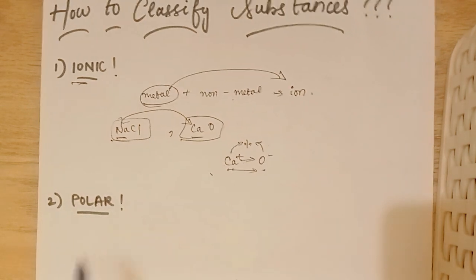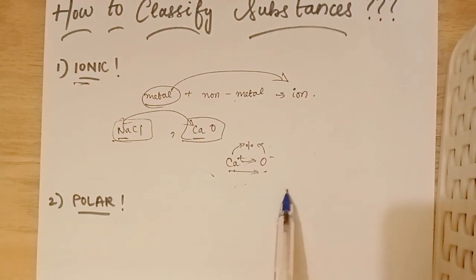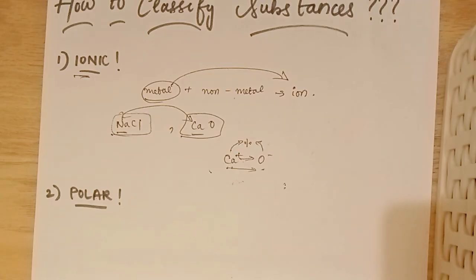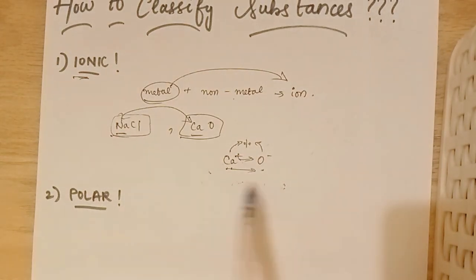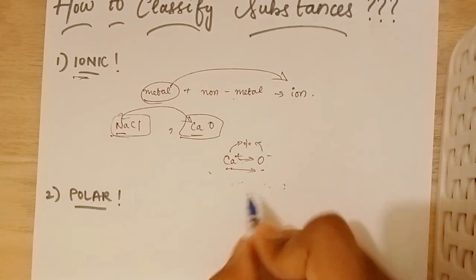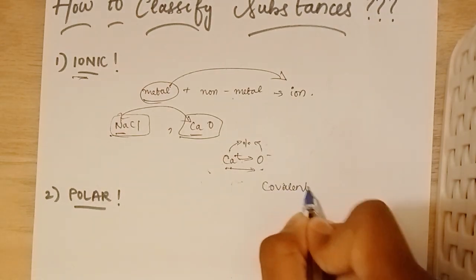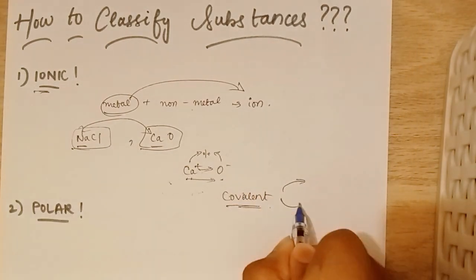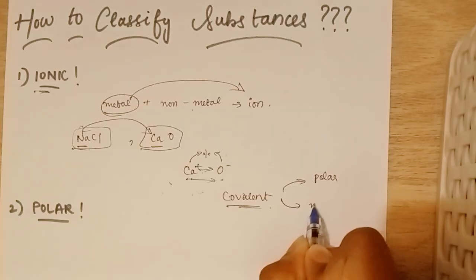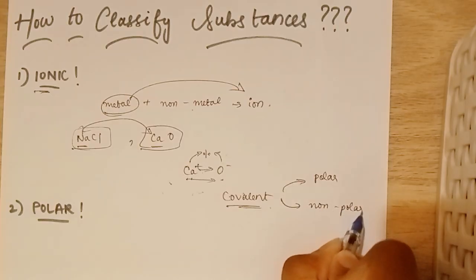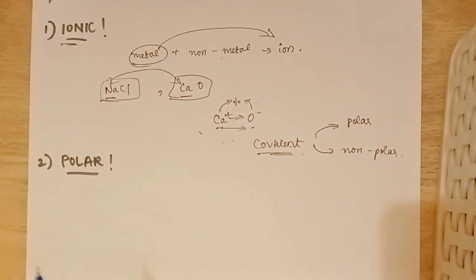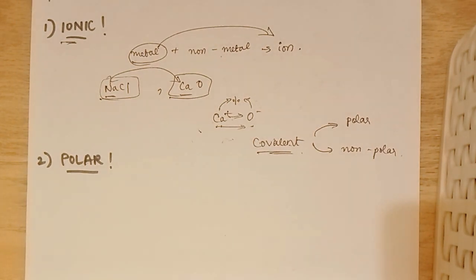Now what about polar and non-polar? So if in a compound, both of the elements are non-metals, and if no metal is present in that compound, then it is called a covalent compound. Covalent. Now covalent compounds are of two types, and that is where you see polar and non-polar. So keep this in mind. Covalent is broken down into polar and non-polar. So what are polar compounds? Polar compounds means unequal sharing of electrons.